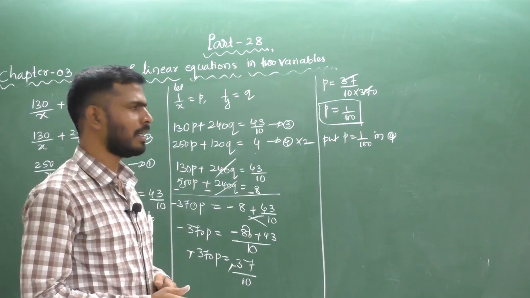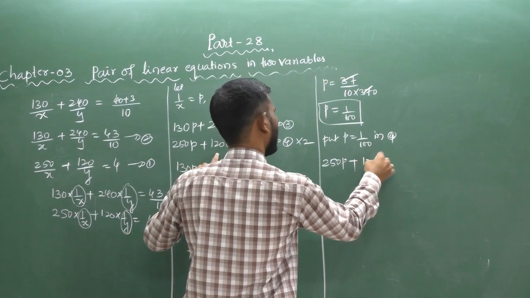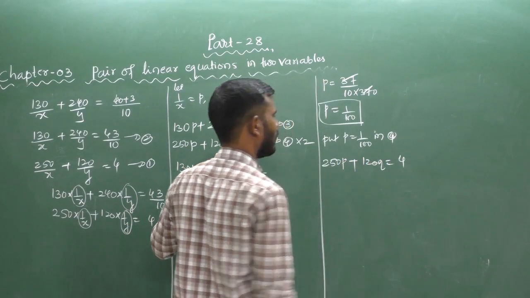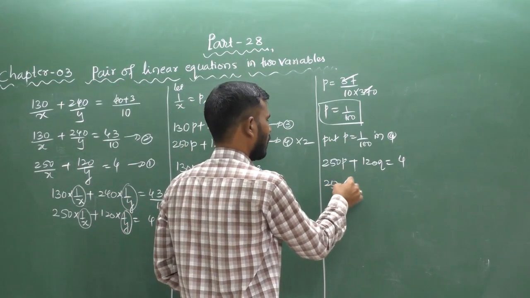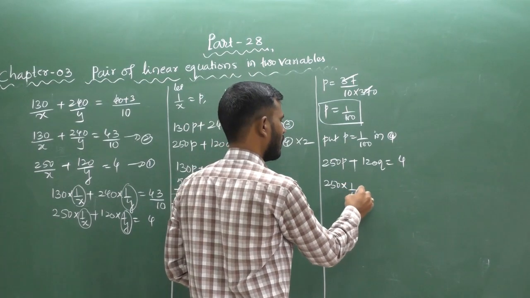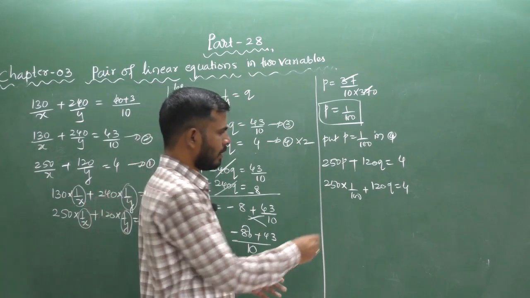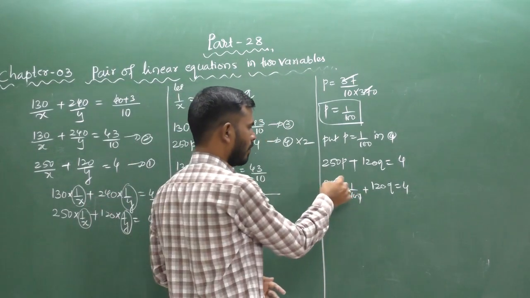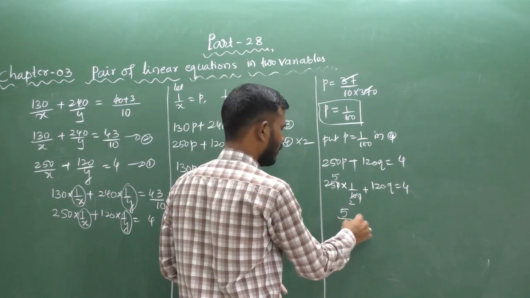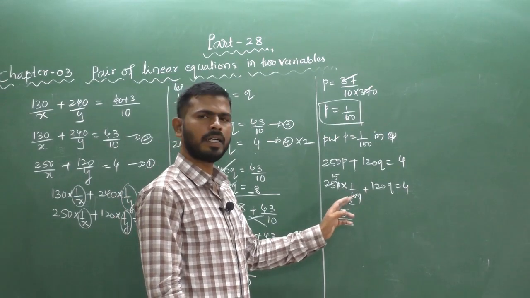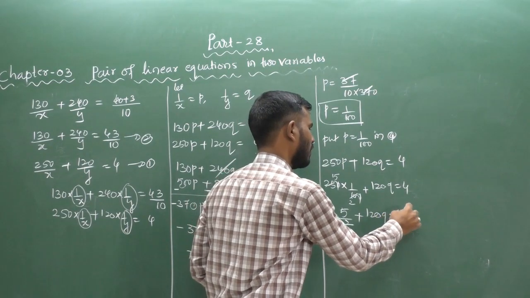Put p equal to 1 by 100 in the fourth equation. The fourth equation is 250p plus 120q equal to 4. This is the fourth equation. The p value you just have to substitute: 250 times p value 1 by 100, plus 120q equal to 4. Next, 0 0 get cancelled. 5 2s are 5, so 5 by 2, plus 120q equal to 4.